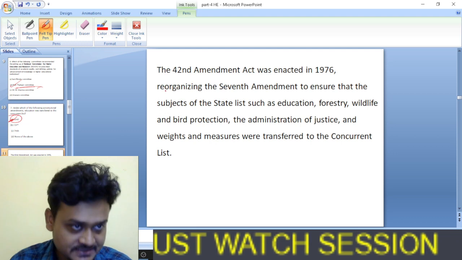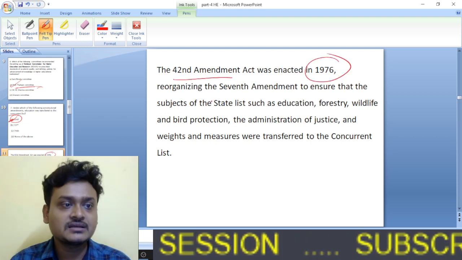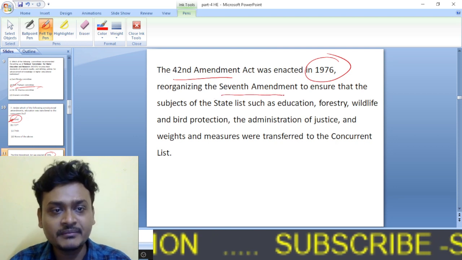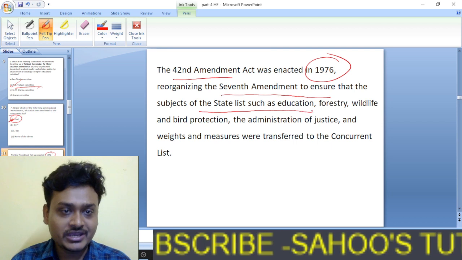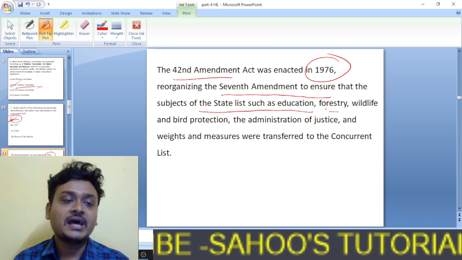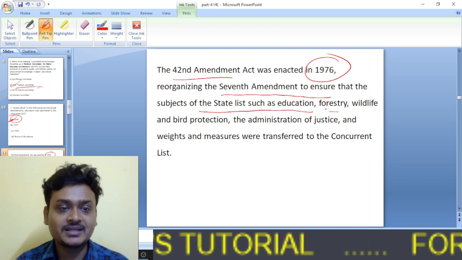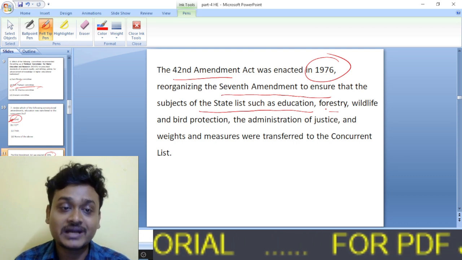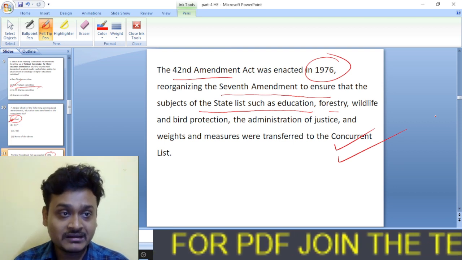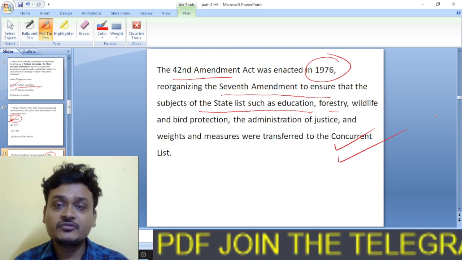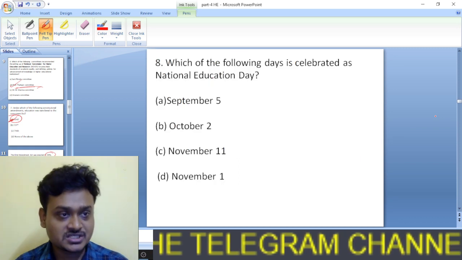And here is the explanation. The 42nd Amendment Act was enacted in 1976, reorganizing the 7th Schedule to ensure that the subjects of the state list, such as education, forestry, wildlife and bird protection, the administration of justice, and weights and measures were transferred to the concurrent list. So education was transferred to the concurrent list in the 42nd Amendment Act. Okay. Moving ahead to the next question.